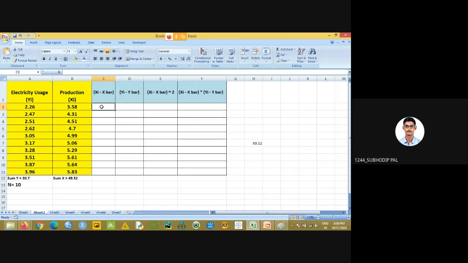So now I have my xi values and the sum of x. Now I have to calculate y bar. Y bar will be 30.7 divided by 10, which is 3.07. Correct? And x bar will be 4.952.